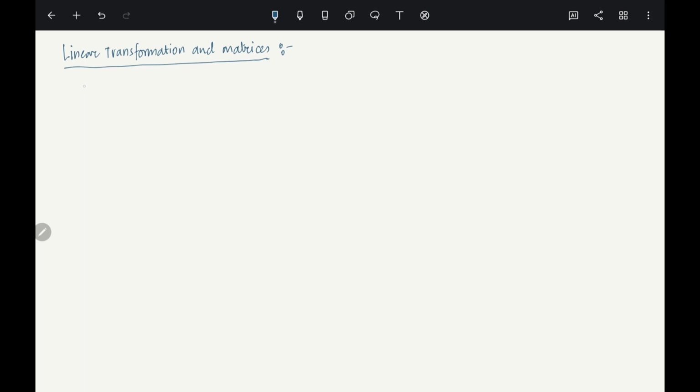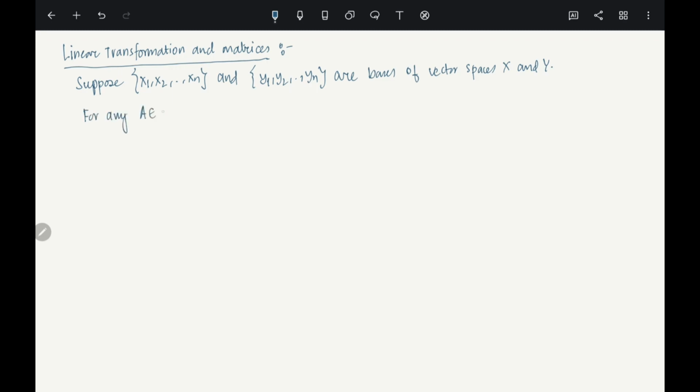Suppose that we start with two bases, x1, x2, ..., xn and y1, y2, ..., ym, which are bases of vector spaces X and Y. Now we start with a linear transformation A from X to Y.